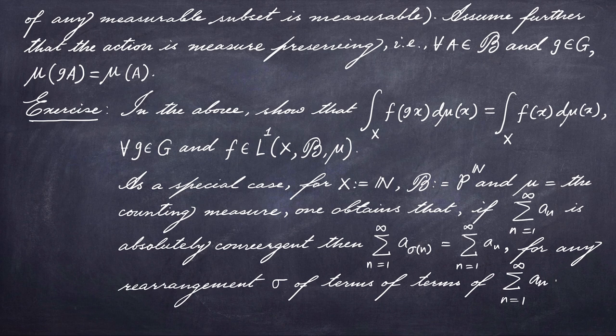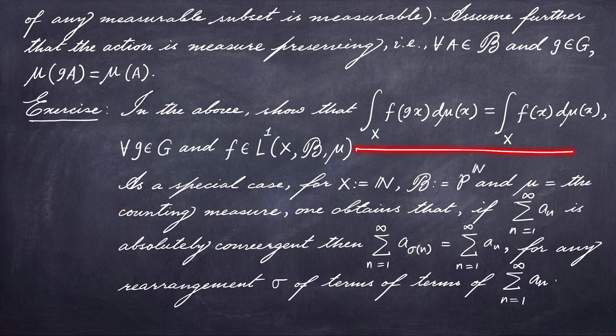Now we let the symmetric group of N act on N. It is easy to see that because for any sigma, A and sigma(A) have the same number of elements, the action of the symmetric group of N on N is in fact measure preserving.